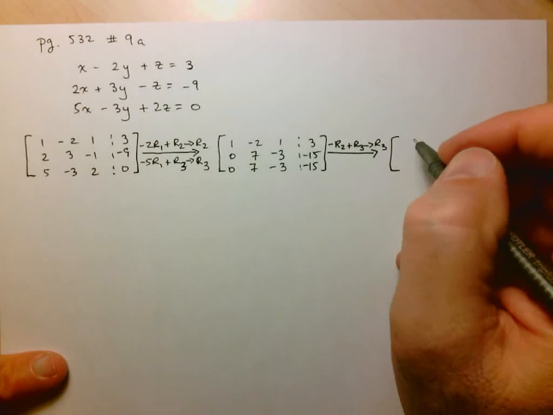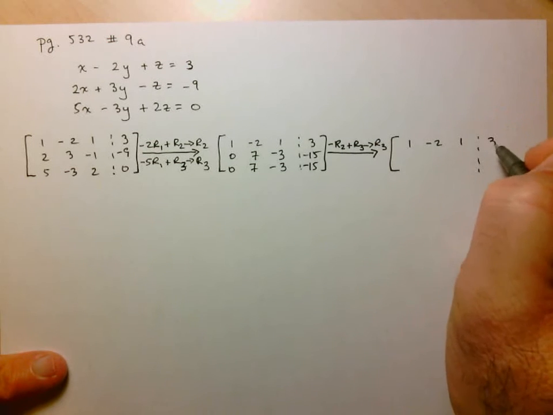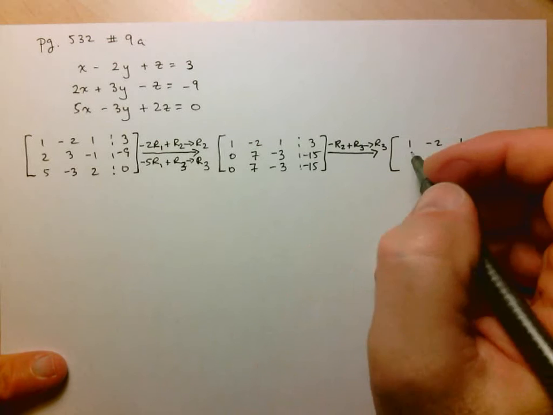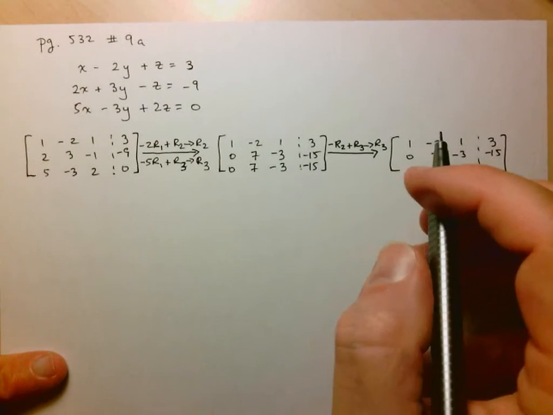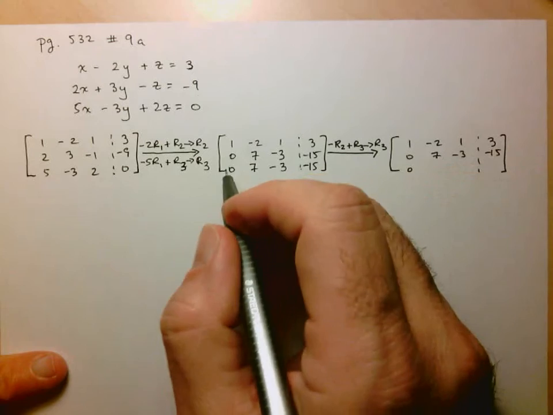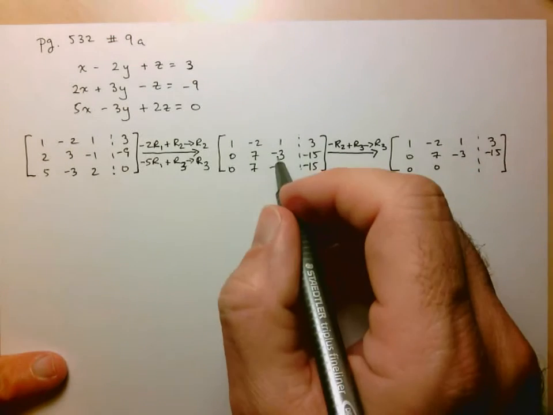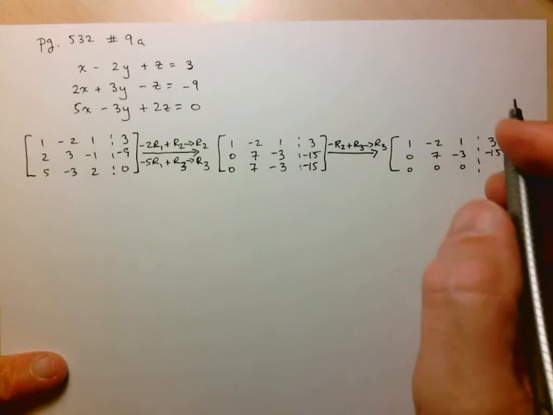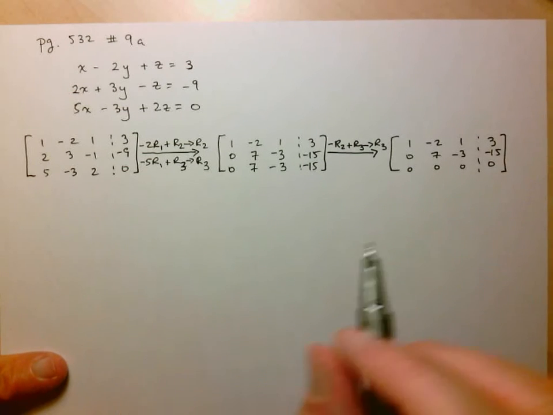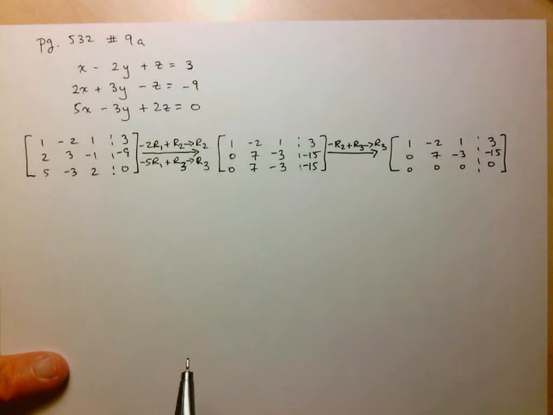Okay, so here we end up with 1, minus 2, 1, and 3. Then 0, 7, negative 3, negative 15, and this is just going to give us 0 plus 0 is 0, negative 7 plus 7 is 0, 3 minus 3 is 0, and 15 minus 15 is 0. So what this represents is 0 equals 0, which implies that there's infinitely many solutions.